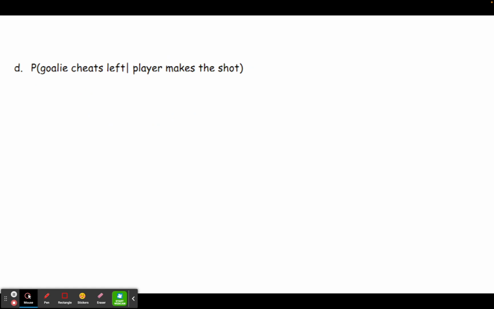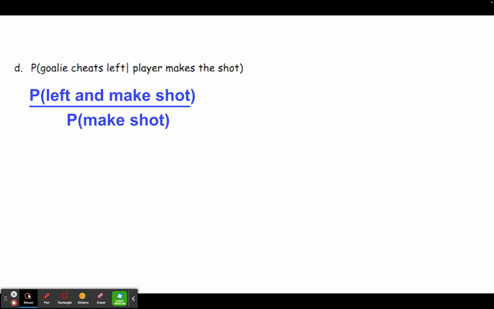The probability that the goalie cheats left, given that the player makes the shot. We need the probability that the goalie cheats left and the player makes the shot, divided by the total probability that the player makes the shot. We take that one branch, 0.28, and we divide it by the total probability that they make the shot, which we calculated in the previous part. That gives us an overall probability of 0.4828.